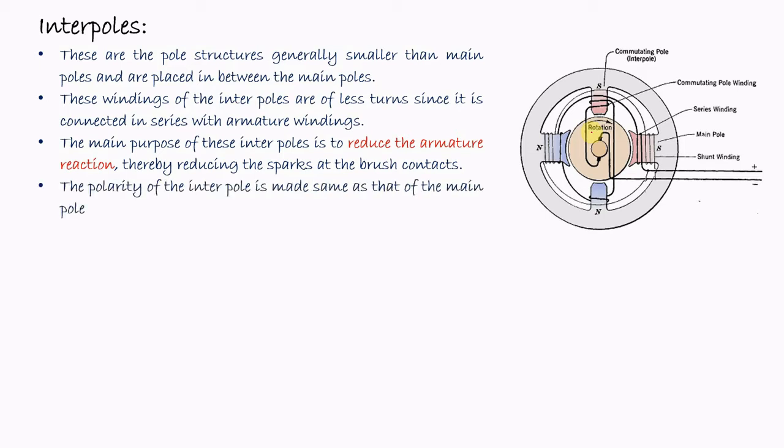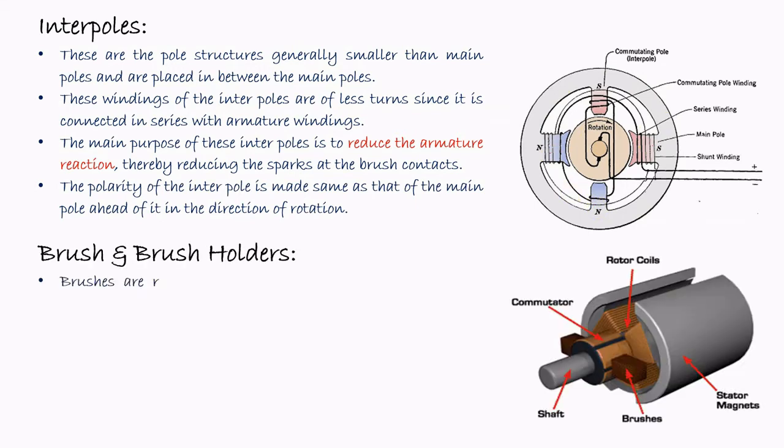The polarity of the interpole is made the same as that of the main pole ahead of it in the direction of rotation. That means if the machine is rotating in anti-clockwise direction, and if it is the south pole, then the next interpole should also be a south pole. If it is the north pole, then the next interpole should also be a north pole.